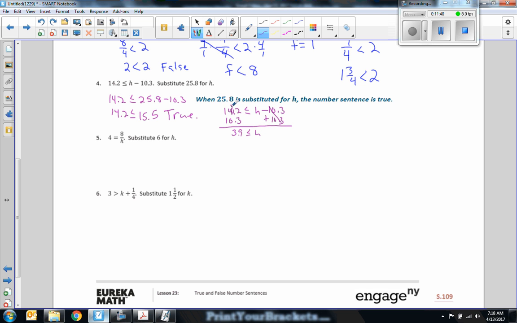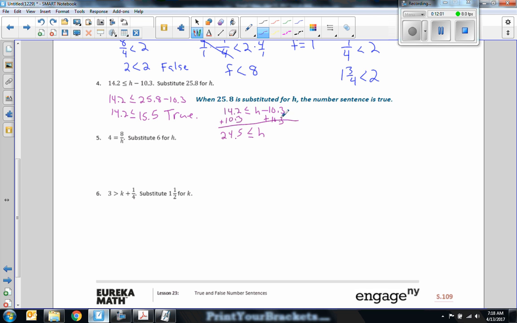Let's see. Oh, I'm sorry. I didn't add. I'm supposed to add 10.3, not subtract. I subtracted. So I get h is less than or equal to 5.4.2. Okay? So I'm supposed to add, not subtract.